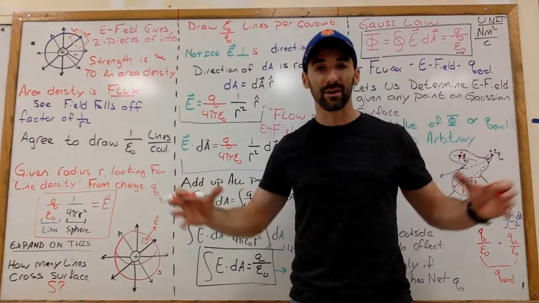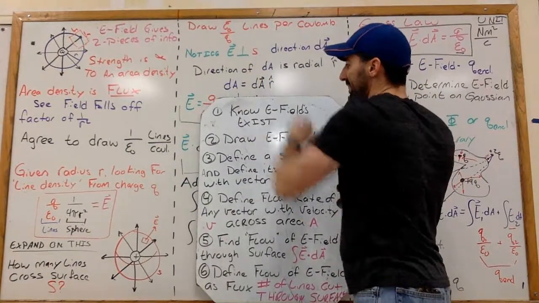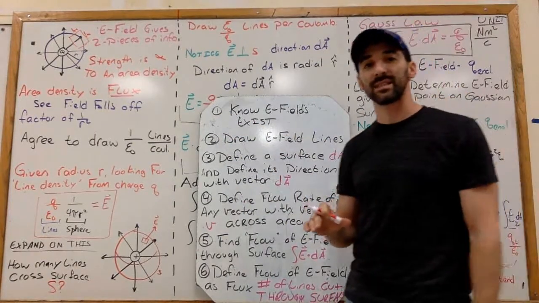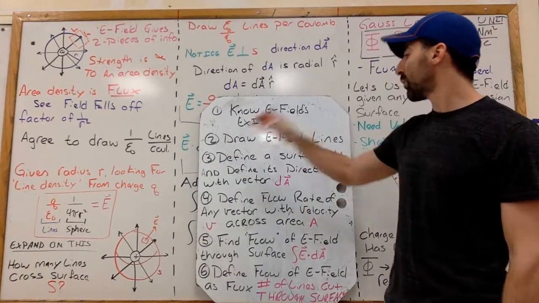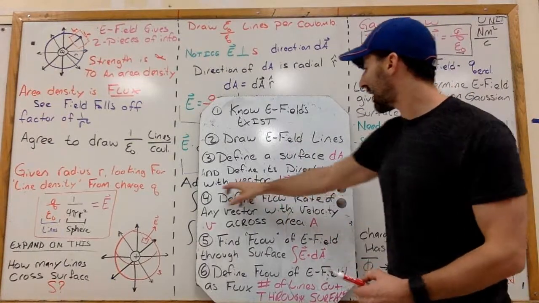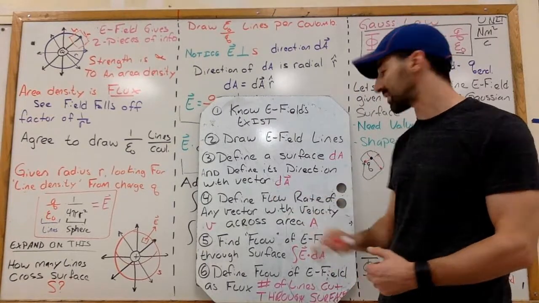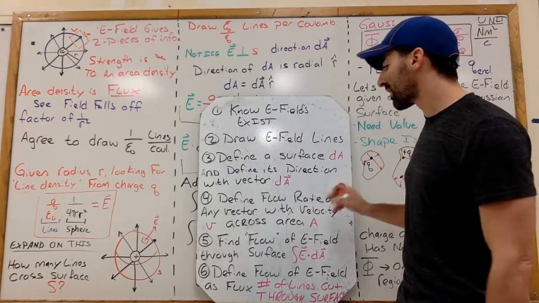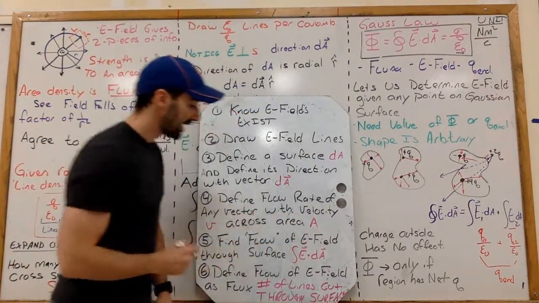To put everything together and try to put a cap on that, I've got this nice list. Things that we know and things that we need to put together. We know electric fields exist, like Newton knew gravitational fields existed. We know how to draw electric field lines. We know how to define a surface, dA, and we can define its direction as a vector, dA. So we are now going to start to understand that our area can be a vector. This is vector dA. We can define a flow rate of any vector with a velocity v across the area, or the surface area really, A.